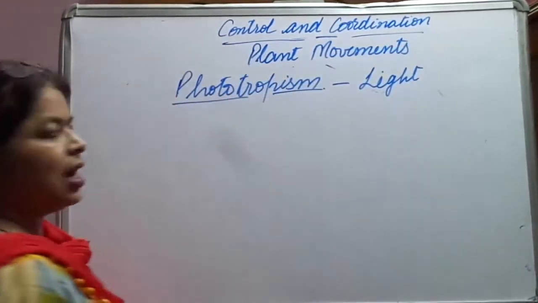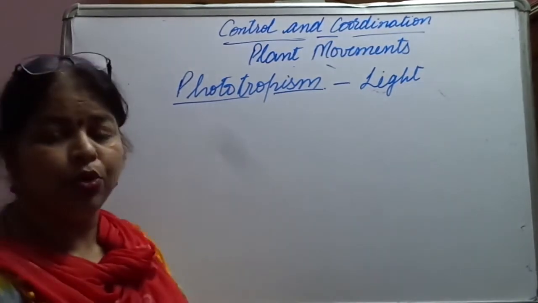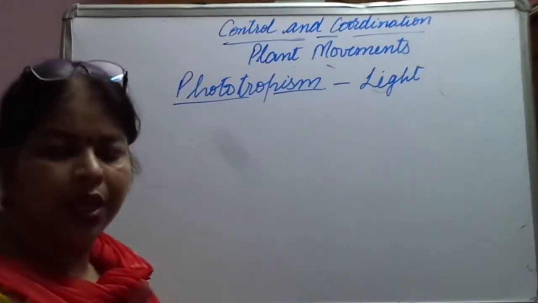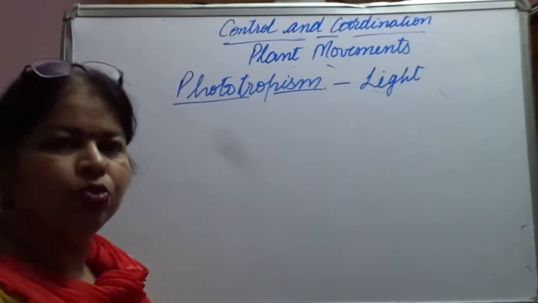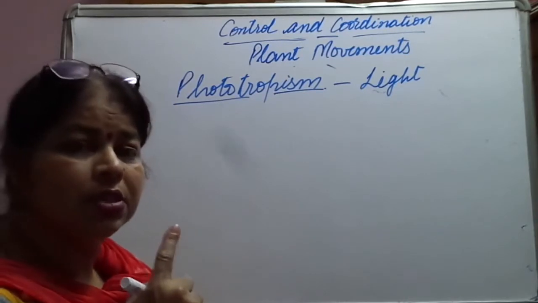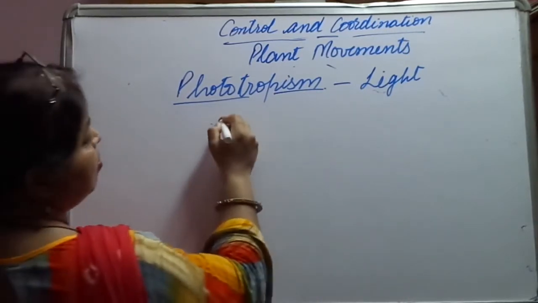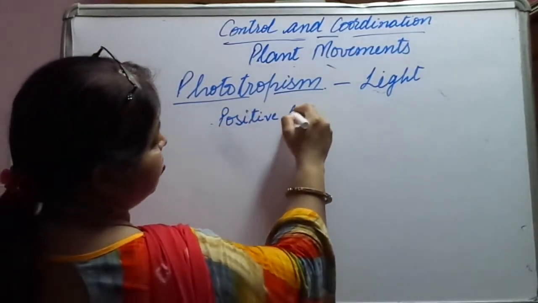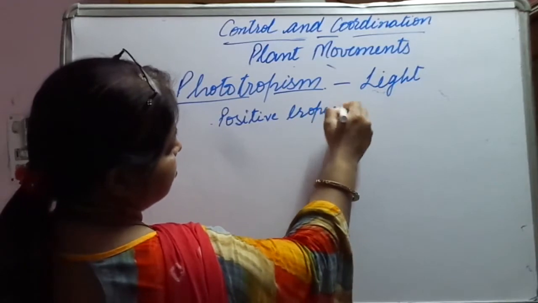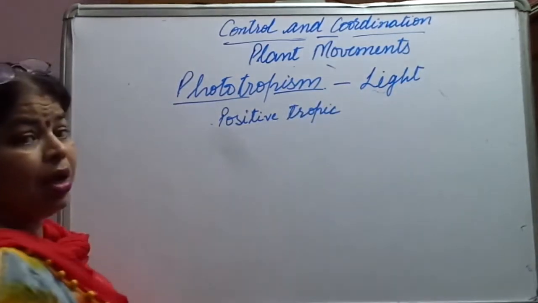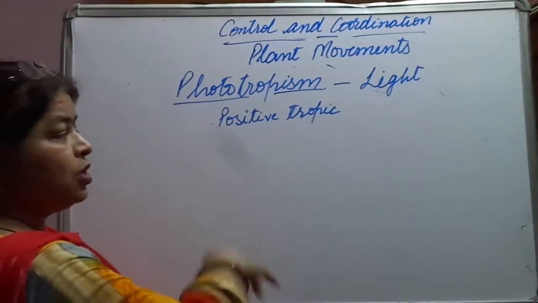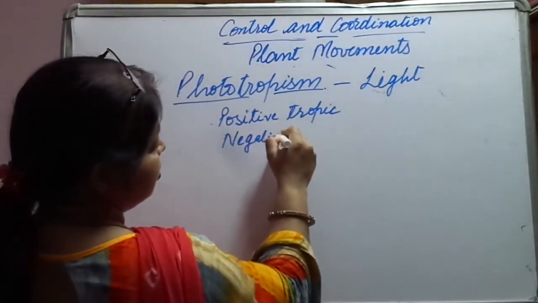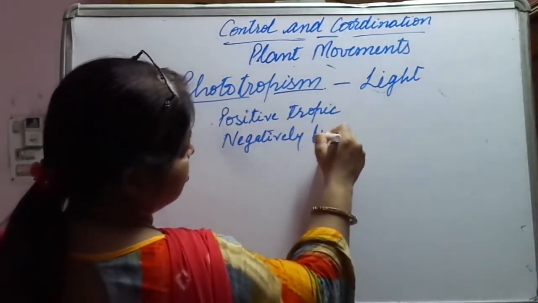Before I start with this, let me tell you one more important concept. If a plant part shows growth towards some stimulus, then we say it is positively tropic. If it shows growth against, or opposite to, the stimulus, then we say it is negatively tropic.